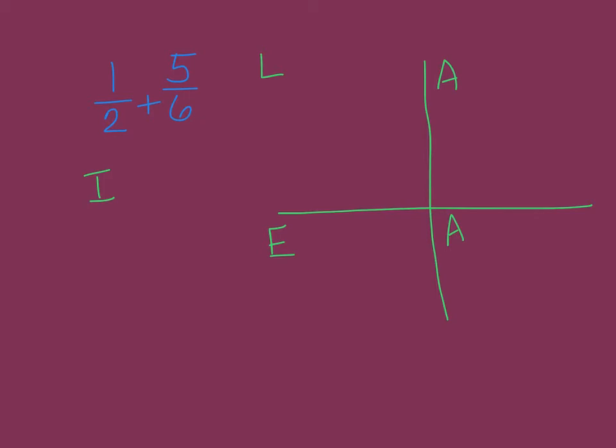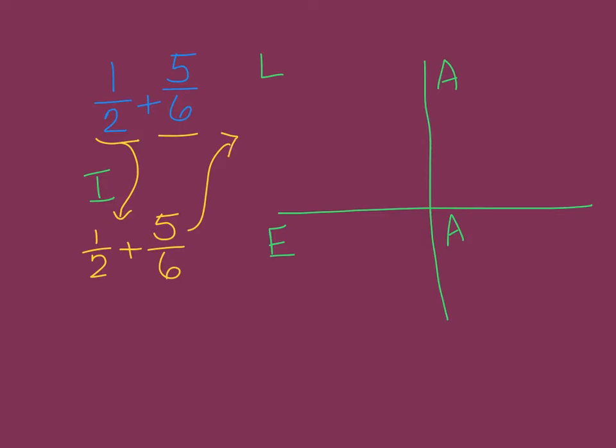So, the first thing that we need to do is to change these fractions to improper fractions if necessary. Well, really, we only need to do that when they're mixed numbers. Neither of these is a mixed number, so I'm just going to bring them right down as is. So I've got 1/2 plus 5/6.